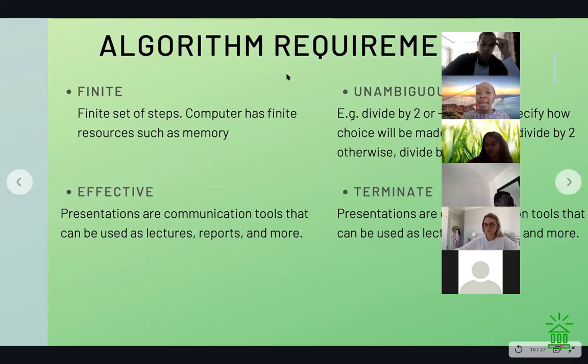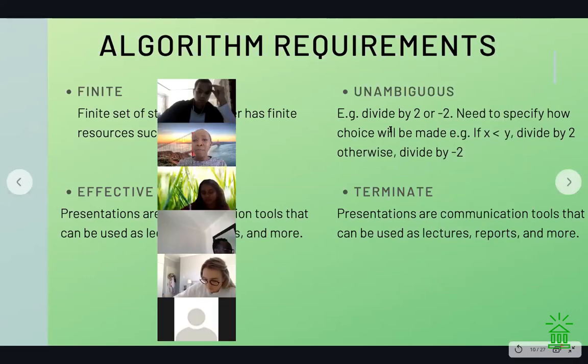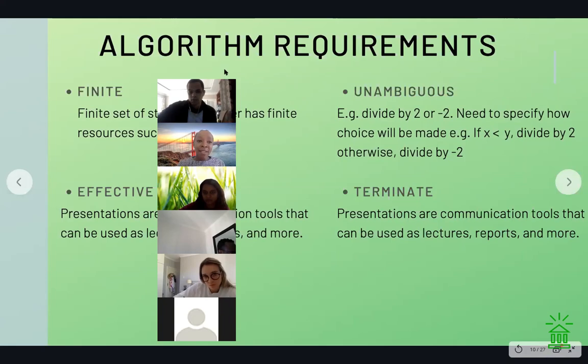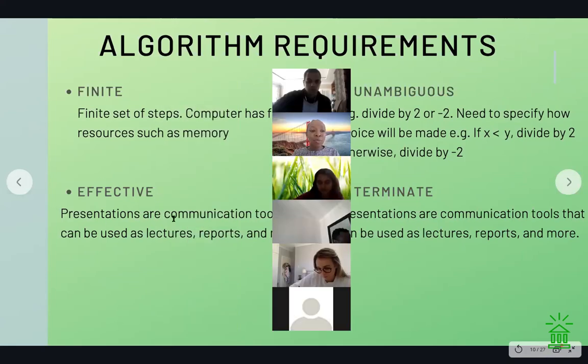And also it must be unambiguous. In terms of the computer, like here it says, the computer doesn't know. You can't just say divide by 2 or -2, and the computer must just decide which one it wants to choose. You always need to specify what choice must be made. Like I was explaining with the if statements, you'd say, if x is less than y, divide by 2, and if x is not less than y, divide by -2. So you must always give the specified choices to be made. It must be effective. It basically says it must get the job done.